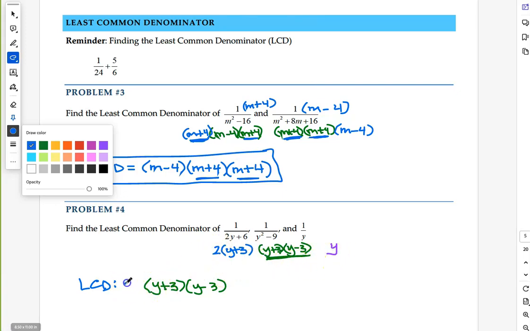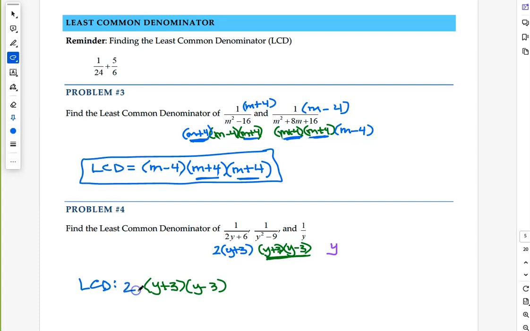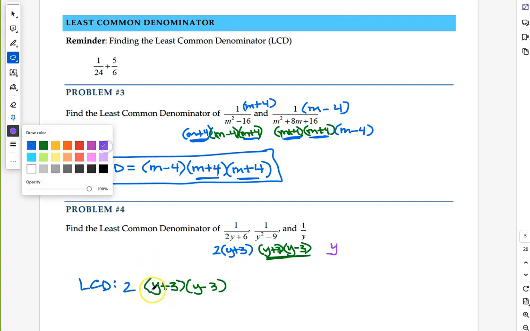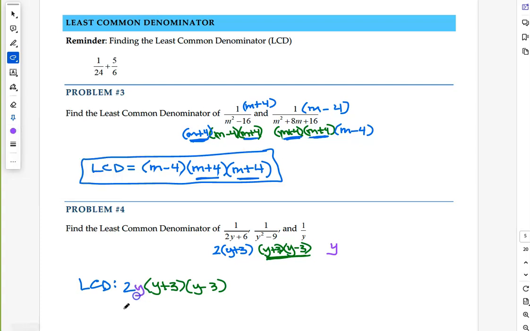So did you add the 2? I need a 2 because that is part of what I need. But you also need a y, right? Yeah, we also need a y. Right? So does that make sense? And so that whole thing together is our LCD.